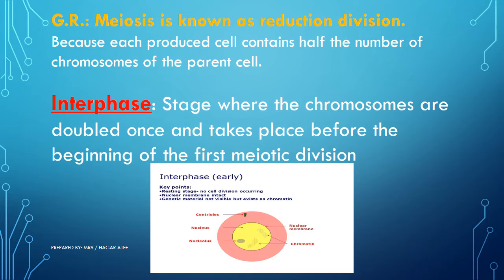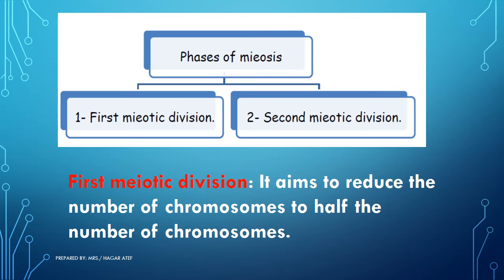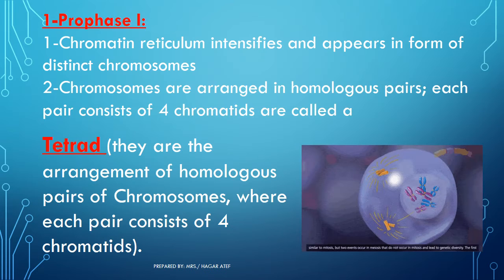Interphase, the stage where the chromosomes are doubled once and takes place before the beginning of the first meiotic division. Phases of meiosis: first meiotic division and second meiotic division. First meiotic division, it aims to reduce the number of chromosomes to half the number of chromosomes.